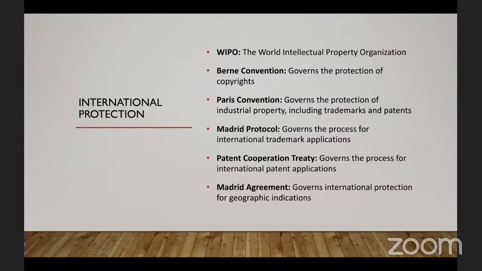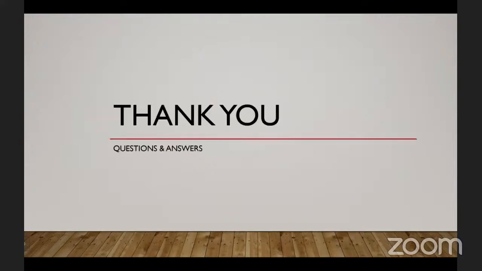And finally, for geographic indications, there's the Madrid Agreement, which is different from the Madrid Protocol. Generally, these are named after the countries they're signed in, but there are only so many countries, so they come up again and again. The Madrid Agreement governs international protection for geographic indications, which is the regional branding we're talking about. So these are some of the treaties that, if you're looking into different countries, you're going to want to look at in terms of protecting your intellectual property from one country to another.